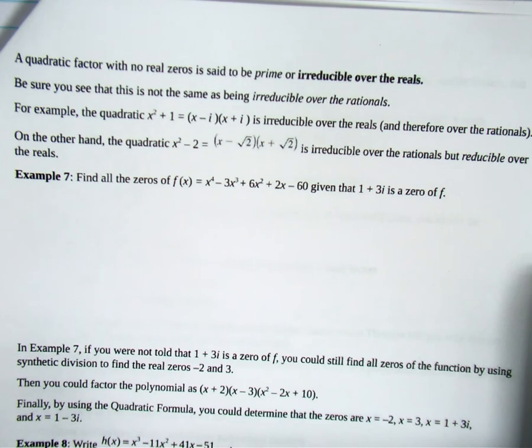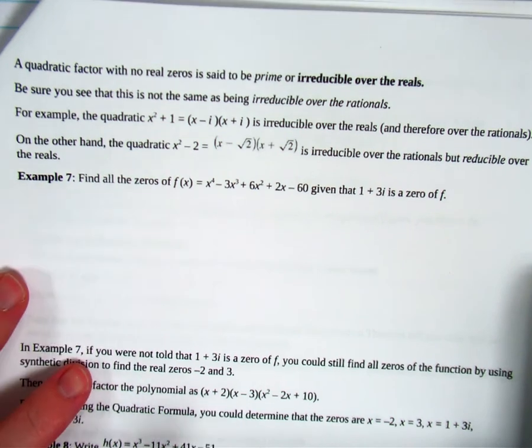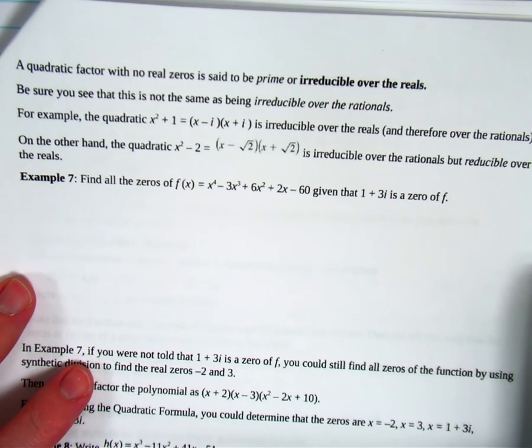So if it's irreducible over the reals, it would not be reducible over the rationals either, because rationals are real numbers. If it's irreducible over the rationals, it does not necessarily mean it's irreducible over the reals, because rational numbers are not all the real numbers. But real numbers would include all the rational numbers. So think about that for a second.